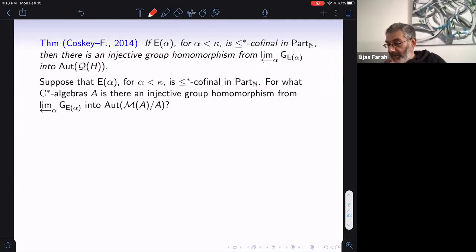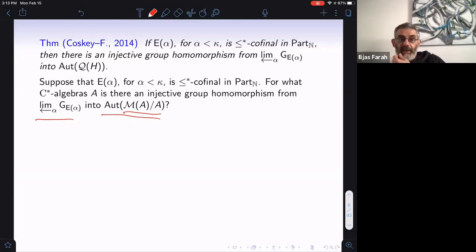So suppose that we have E alpha for alpha less than kappa is less or equal star cofinal in partitions. So for what C star algebras A, here I'm thinking of A as sigma unital, non-unital, so that this corona is interesting. So for what A, is there an injective group homomorphism from this inverse limit over alpha G of E alpha into the automorphism group of the corona of A?